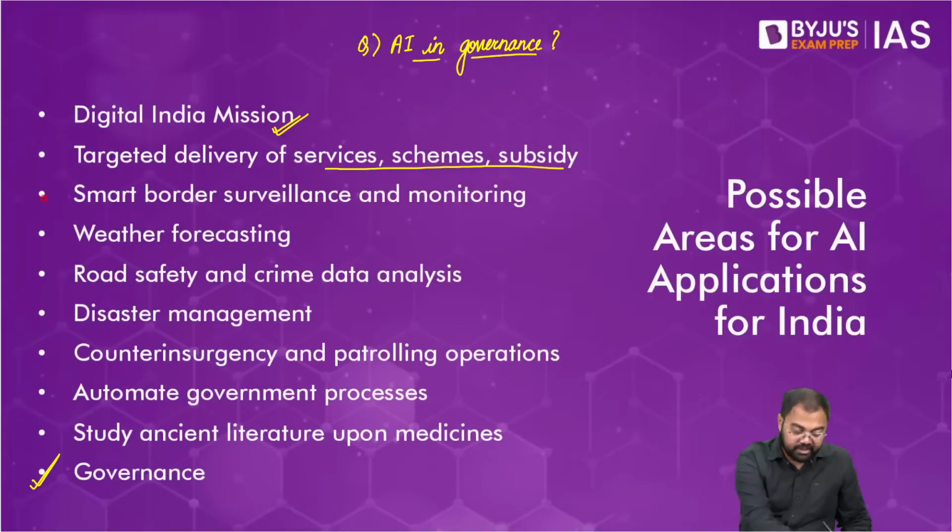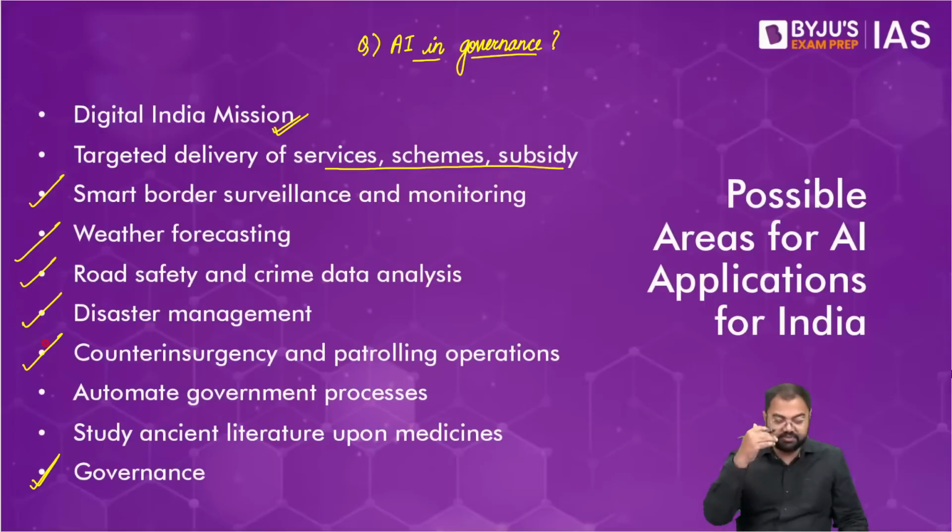Then apart from that, in border surveillance and monitoring, in weather forecast, in road safety and crime data analysis, disaster management, counterinsurgency and patrolling operations, in all these cases we'll find the use, and we already have been trying to understand how exactly we can make the use of AI in all these different cases. So that's why we see that there are a lot of different work, a lot of different applications where AI for the Indian society becomes very, very crucial, where they will all be able to use AI or with the help of the government implementations.